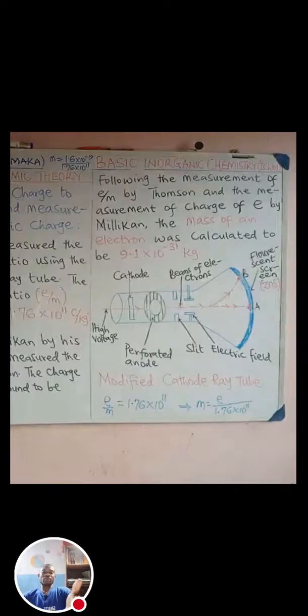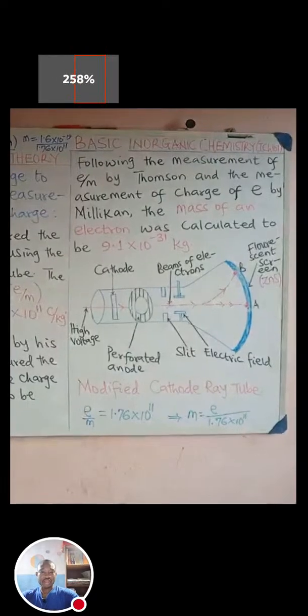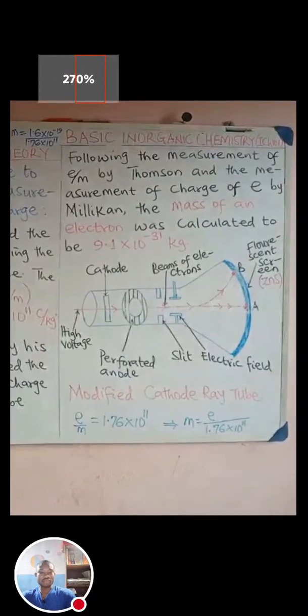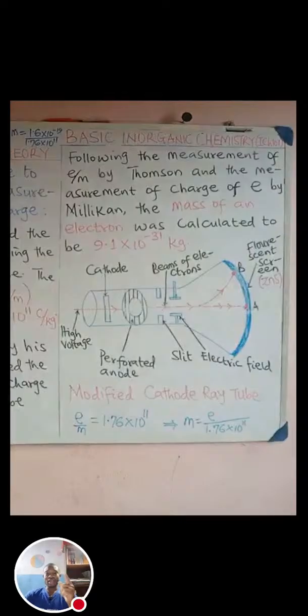As you see the tube displayed on the screen, you notice that we have 2 points on that zinc sulfide screen. Point A, which is the straight path where the rays will hit first. Then I have a curve to point B as a result of the deflection of the beams of electrons by the field. And once there is a deflection, you have a circular path, and radius will come in.